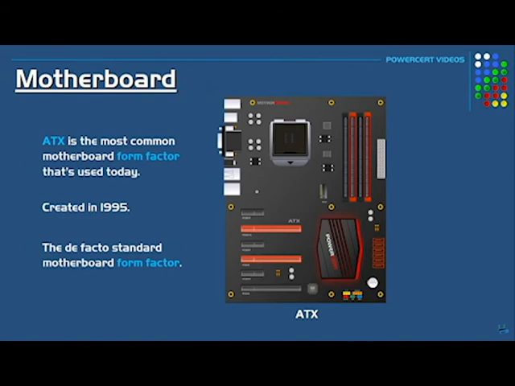So motherboards come in all different shapes and sizes. Mostly a similar shape, mostly rectangular, but they come in different sizes. The most common that you're going to see pretty much everywhere is called ATX, which stands for Advanced Technology Extended. It was created in 1995 and is pretty much the standard for all motherboards.